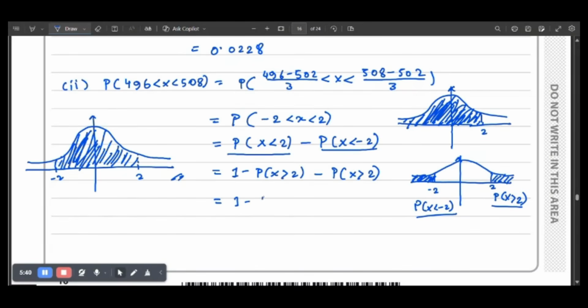So we can simplify, and we already know the value of this. So the answer to this will be 0.9544.